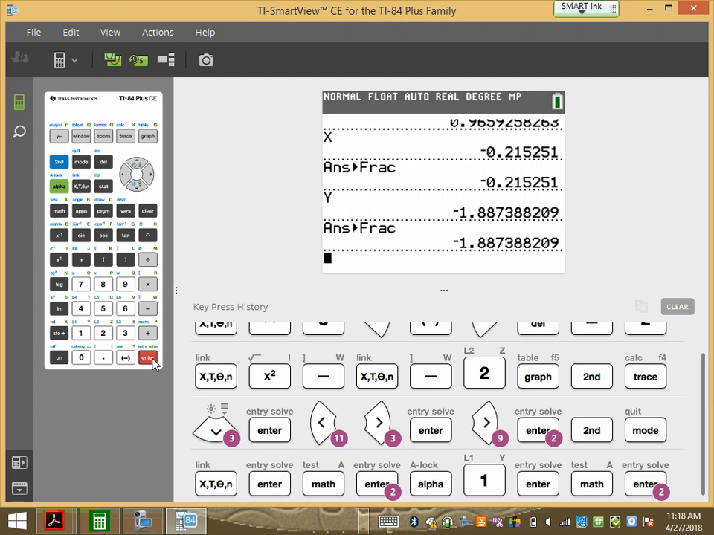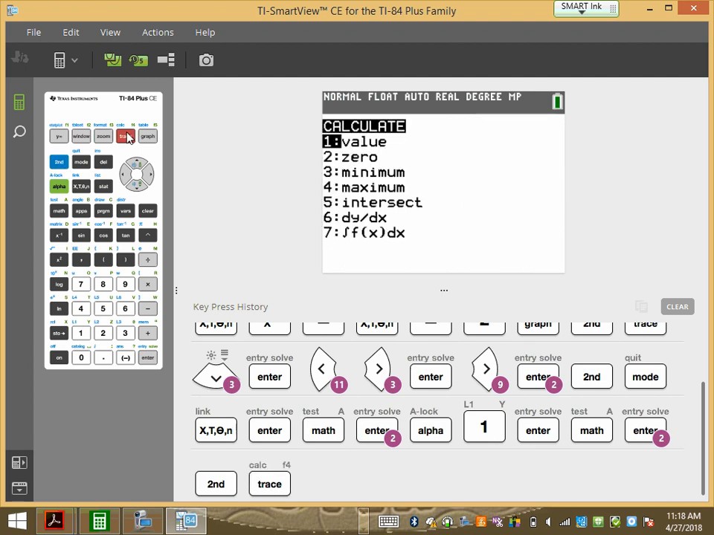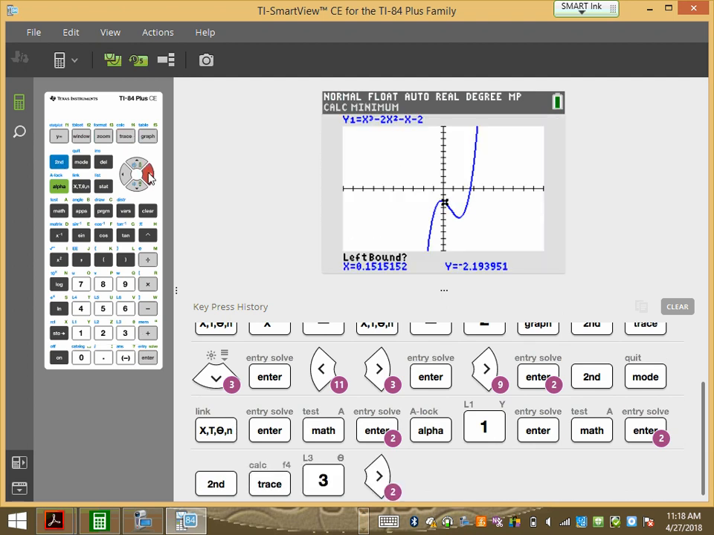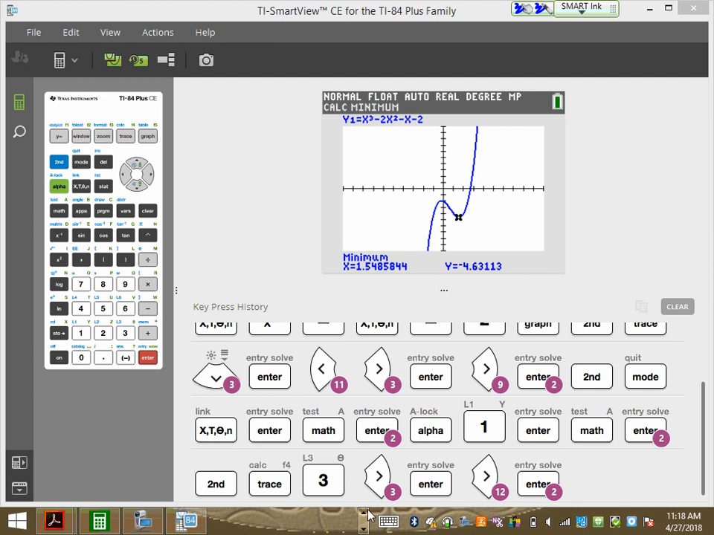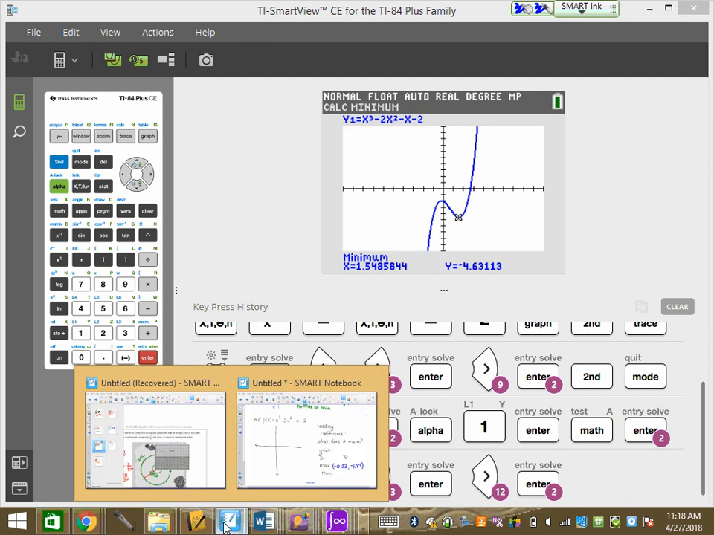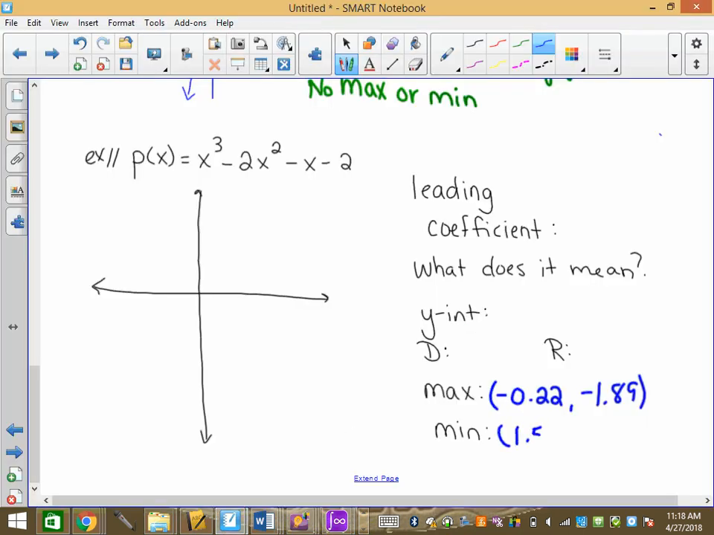And then we want to do the minimum. So second trace min 3. Enter, I need to be on the left side of it. Enter, I need to be on the right side of it. Enter, enter. So 1.55 and negative 4.63. Okay. The domain is x element of the reals. The range is y element of the reals. Why?